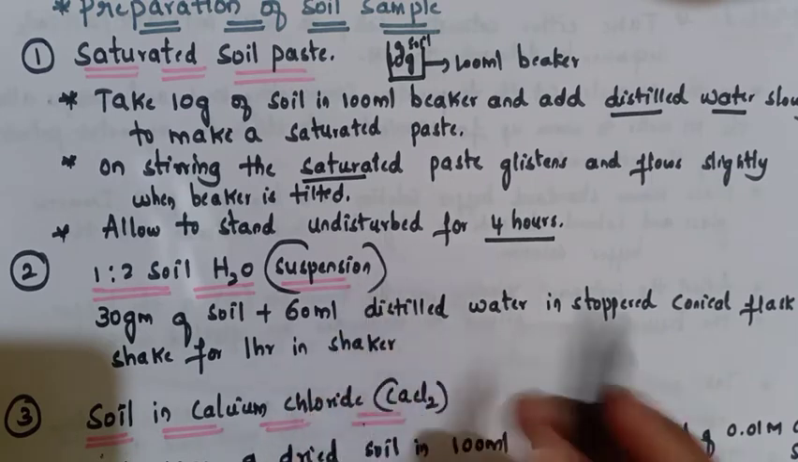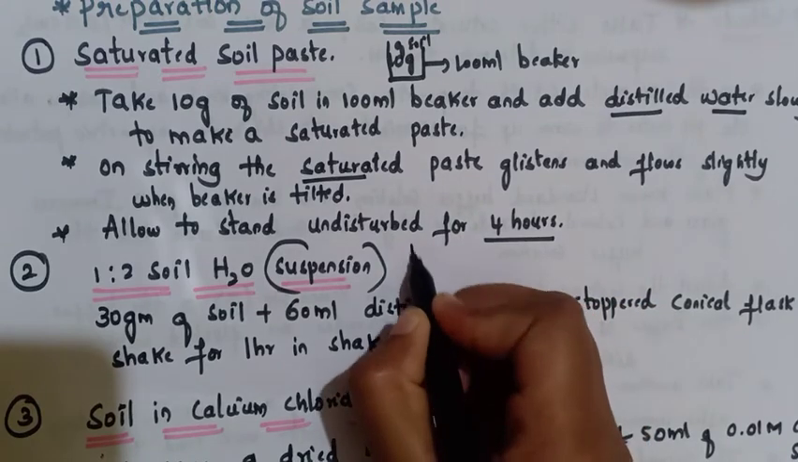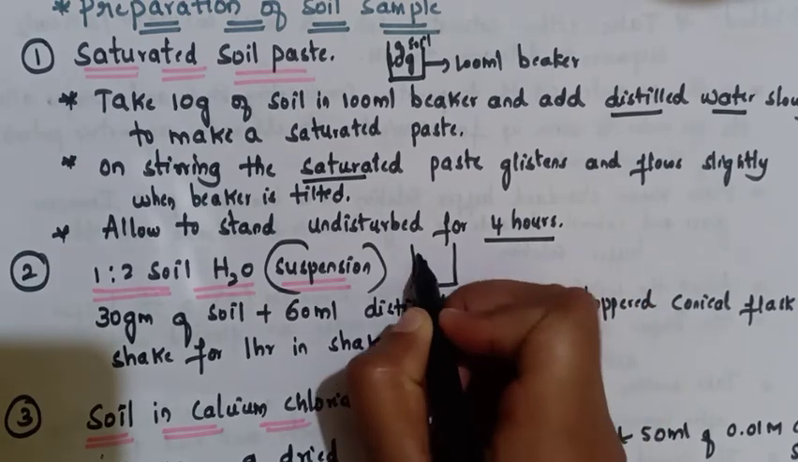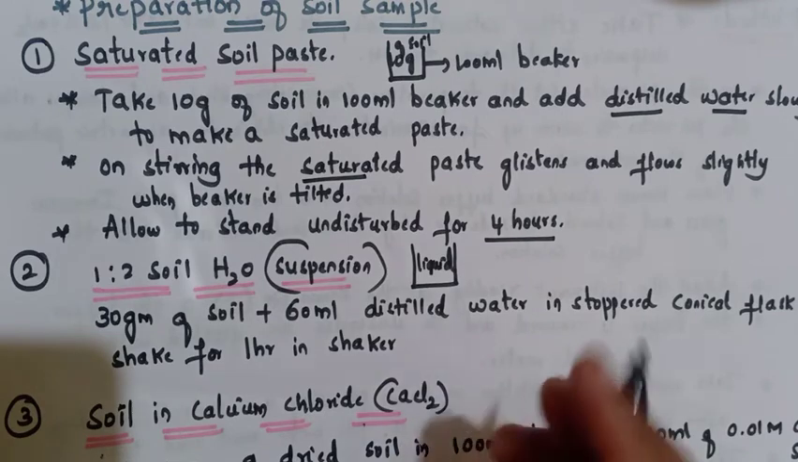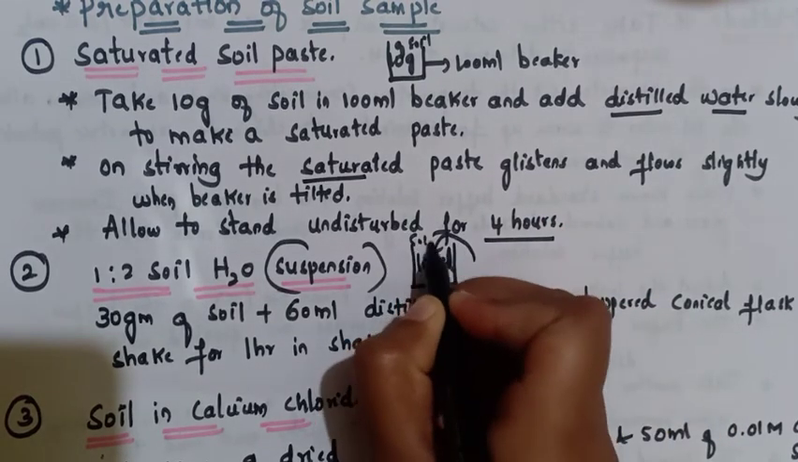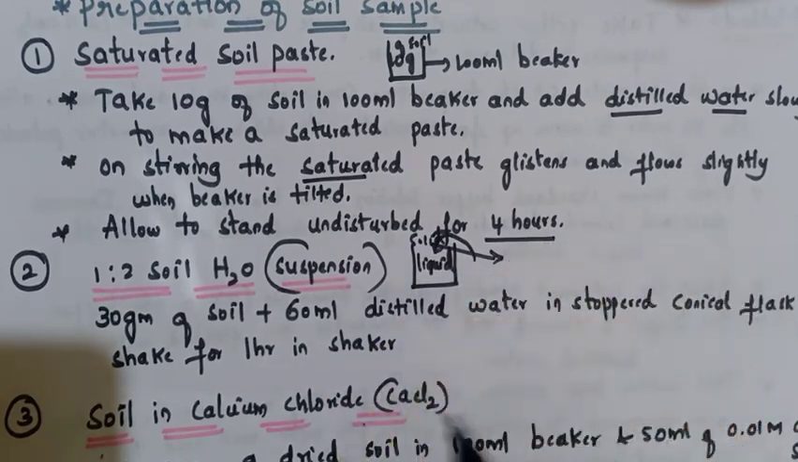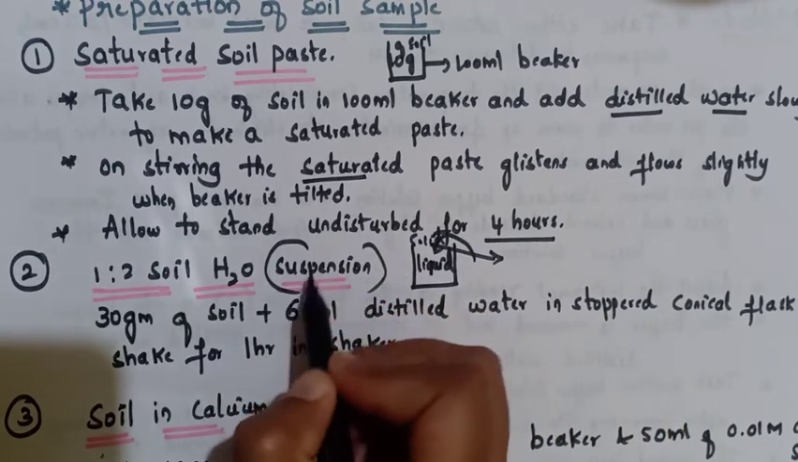What is a suspension? Suspension means a heterogeneous mixture of a finely distributed solid in a liquid, where the solid is not dissolved in the liquid. See here, take a beaker, and let us consider it has some liquid. Then we add the solid. This solid is finely distributed in the liquid, but it is not dissolved in the liquid. Such solutions are called suspensions.